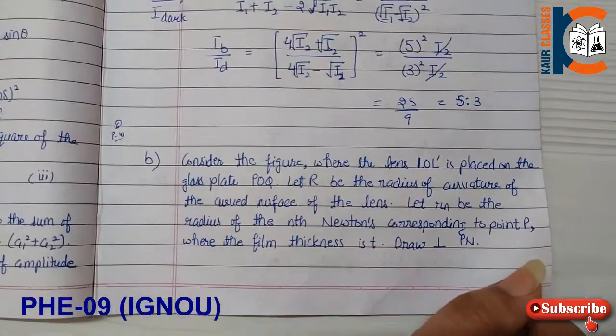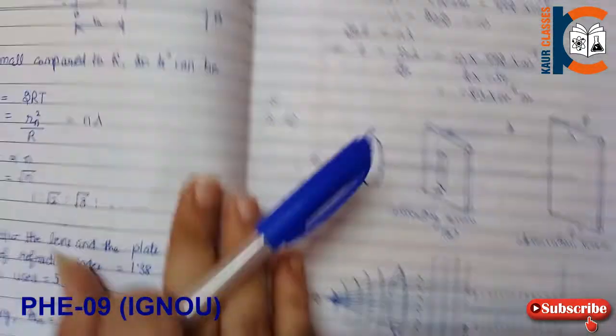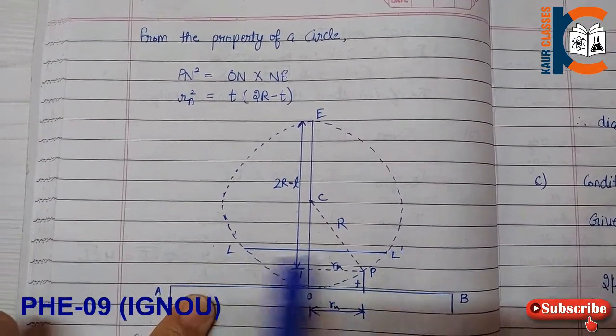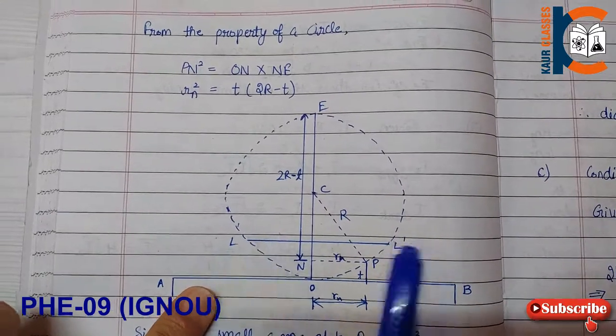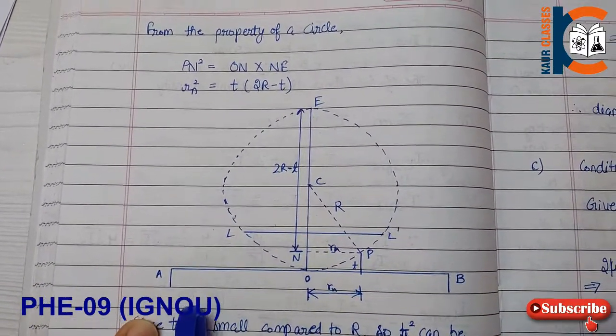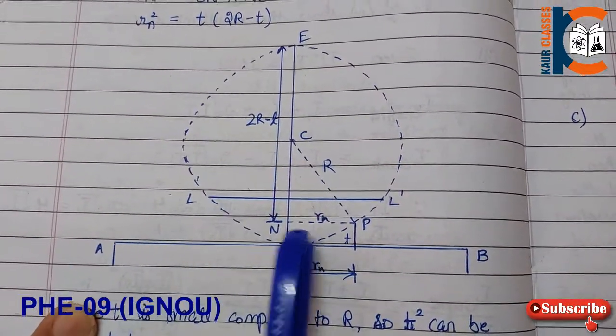Just pause the video, write this assumption and a description of the diagram. Here L dash is the lens which is placed on this glass plate AOB, and this diagram represents a circle.